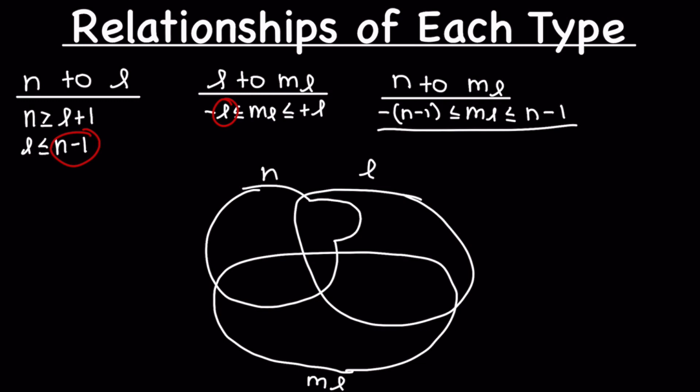We can also put this into a Venn diagram and say that n is going to be greater than or equal to L plus 1. L is going to be less than or equal to n minus 1. Then for L and ML, we can say that minus L is going to be less than or equal to ML, which is going to be less than or equal to positive L. Last but not least, we can say how n is related to ML by saying that minus (n minus 1) is less than or equal to ML, which is less than or equal to n minus 1.